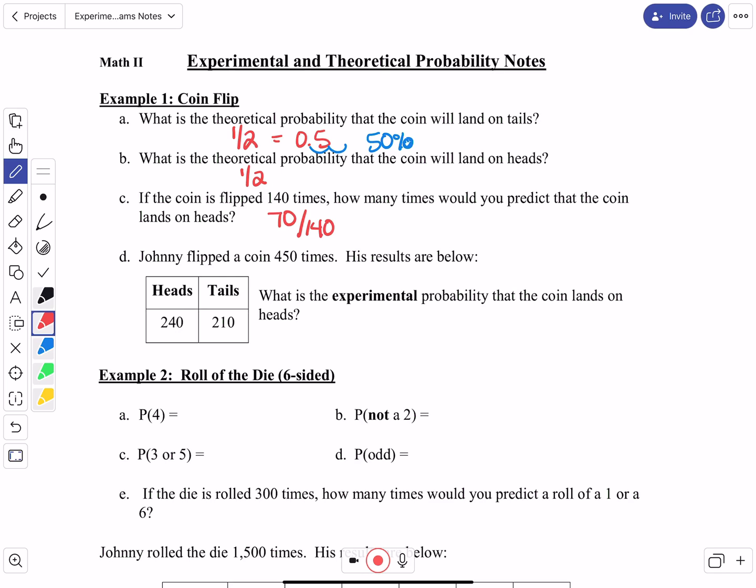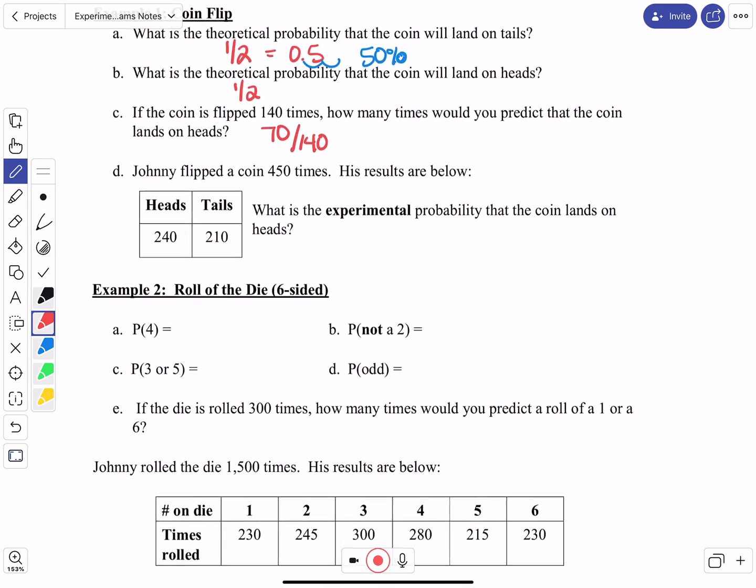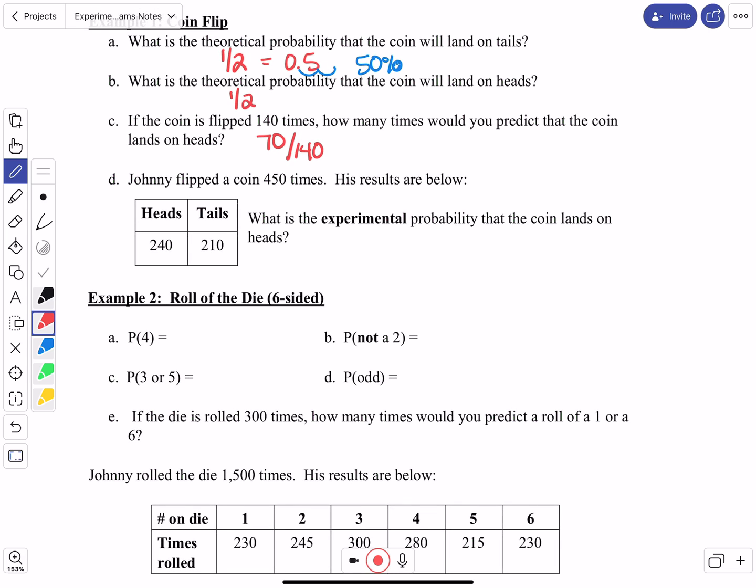So on D, Johnny flipped a coin 450 times. His results are below. What is the experimental probability? Because we actually did the experiment. So what is the experimental probability that the coin would land on heads? So we look at the total amount of times it landed on heads, which would be 240 out of 450. And if we reduce that fraction, it would be 8 out of 15.